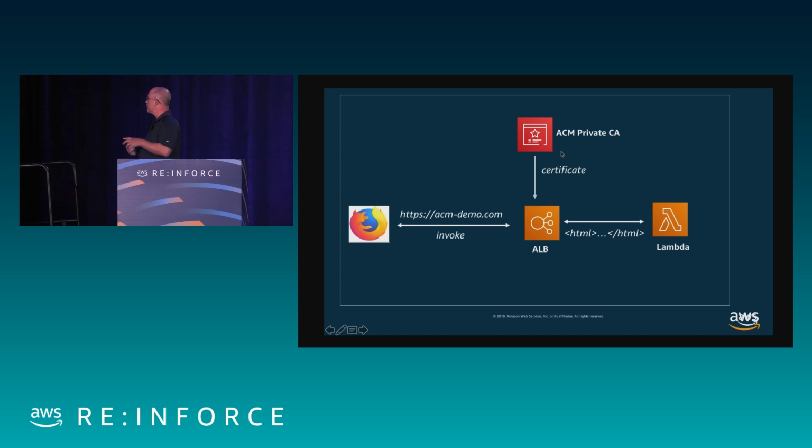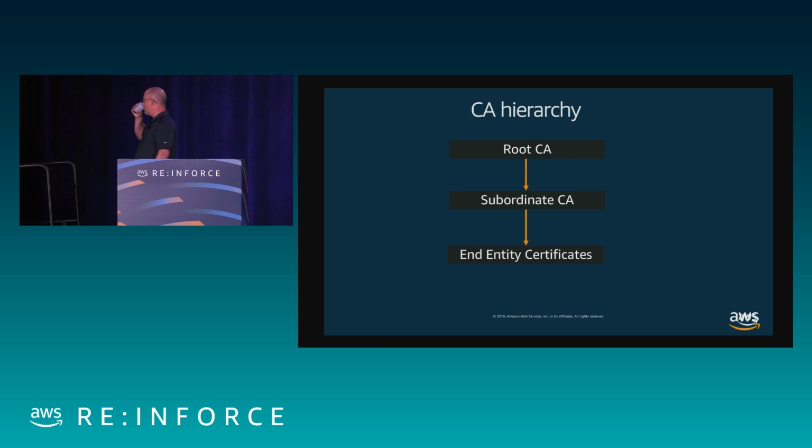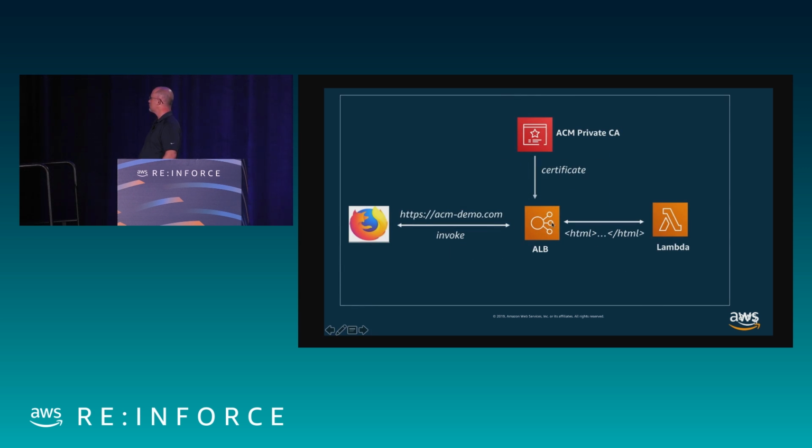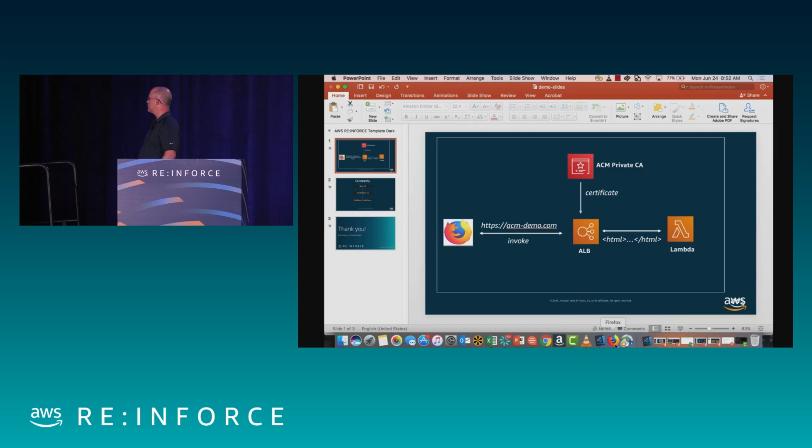The CA hierarchy that we will use for this demo is going to have two levels. One is the root CA, and then the subordinate CA. The subordinate CA will issue an entity certificate that will go on the application load balancer. This is only one application of using a private certificate and hitting a private website, but there are many others. So let's take a look at how this works.